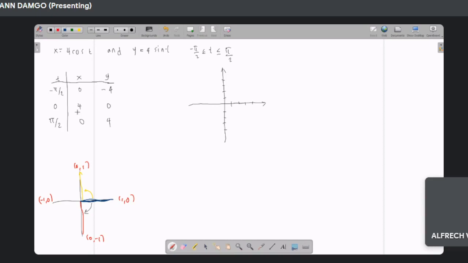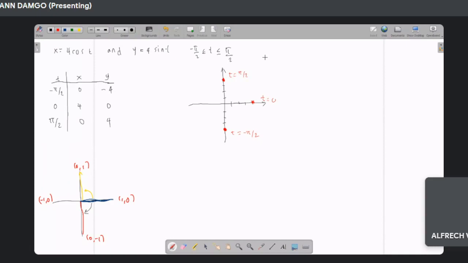Okay. So when t is negative pi over 2, we have 0, negative 4. So it's here. This is when t is equal to negative pi over 2. And then when t is 0, we have 4, 0. So here, this is when t is equal to 0. And when t is pi over 2, we have 0, 4. So this one. Okay, so this is t equal to pi over 2. Okay, so we have these points.